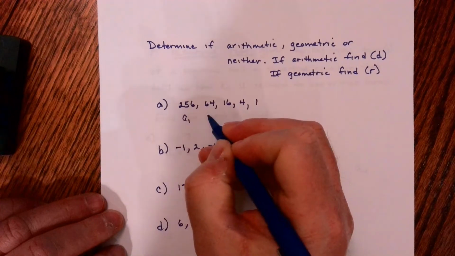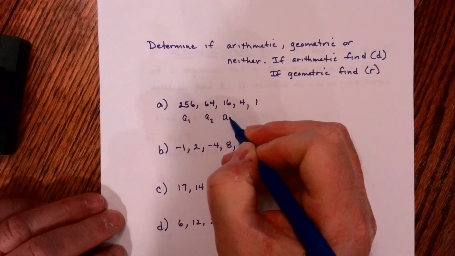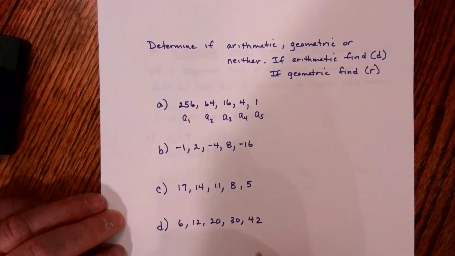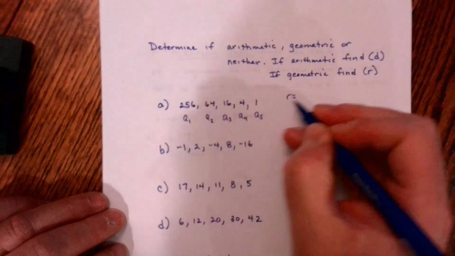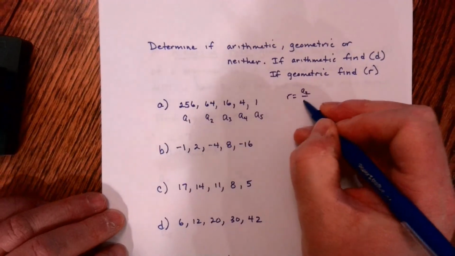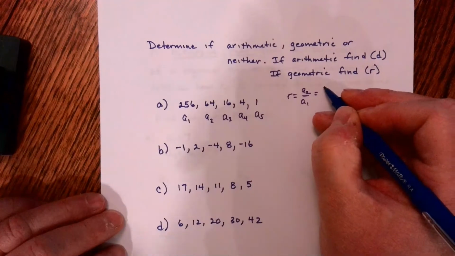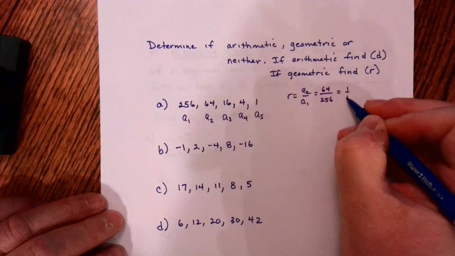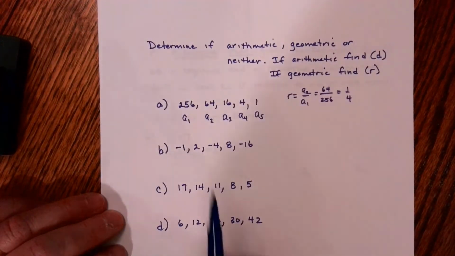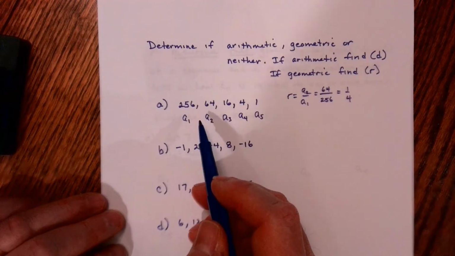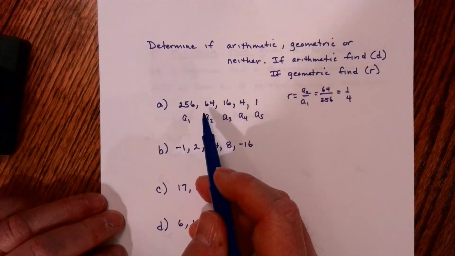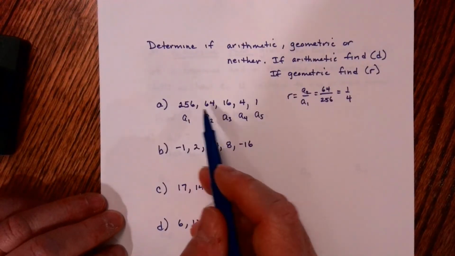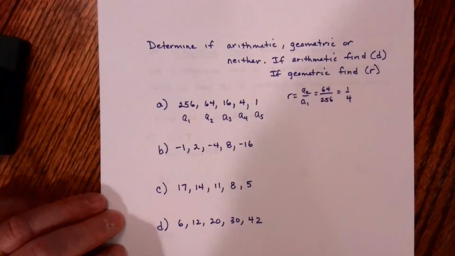Here's my first term, here's my second term, my third term, my fourth term, and my fifth term. If I want to calculate my ratio, I'm going to take the second term divided by the first term, which gives me 64 divided by 256. That's 1/4. You see, if you would have switched these around, you would have implied that we were multiplying by 4, when you can obviously see that in fact we're dividing by 4 as we move from 256 to 64.